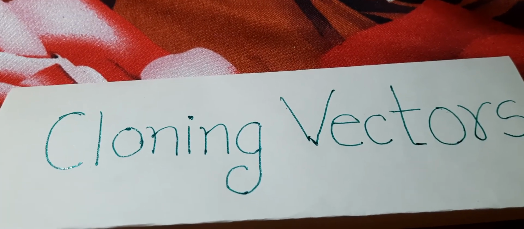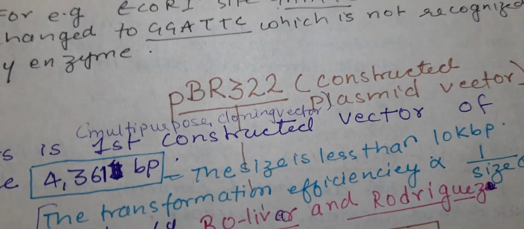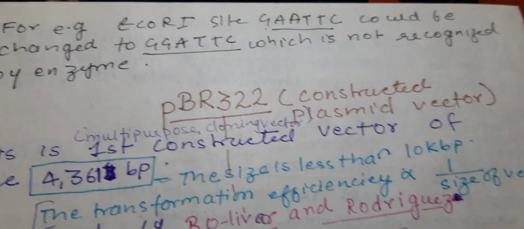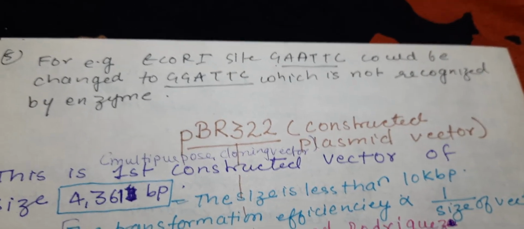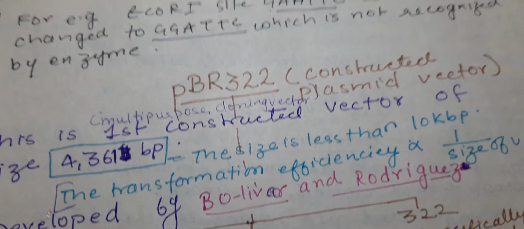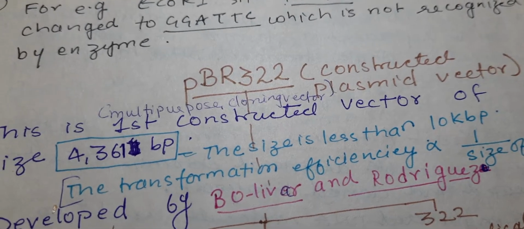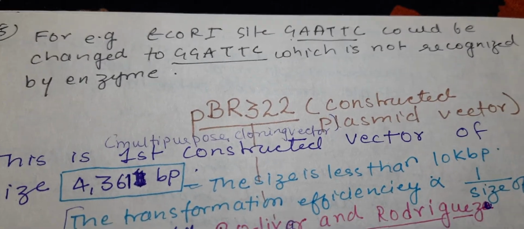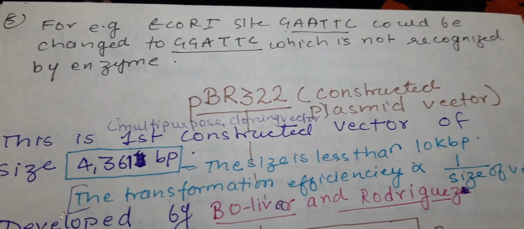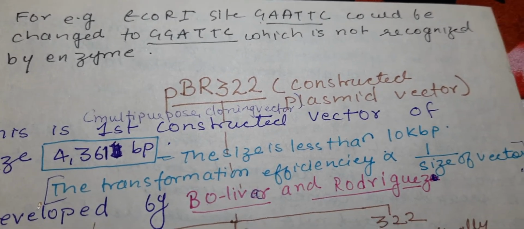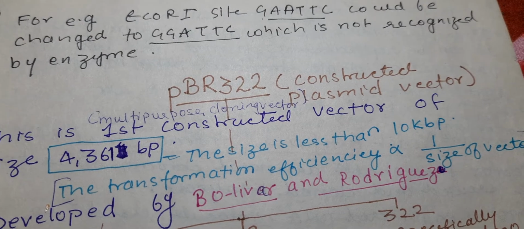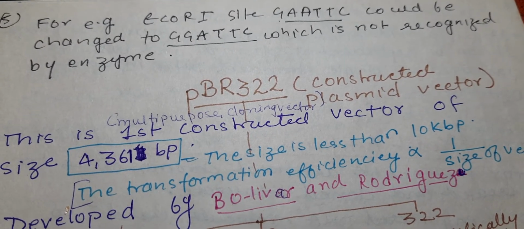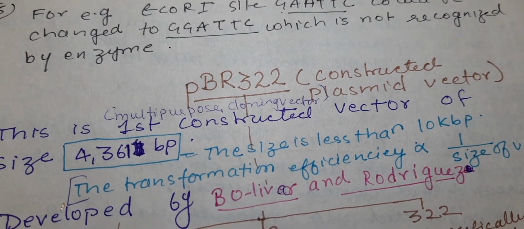So we will continue with cloning vectors. We were discussing pBR322. Now this is a constructed vector which is constructed from the E. coli plasmid. So this combines the features of certain other plasmids and whatever is required to be used as an ideal plasmid, that is how it is constructed. Okay, and this is used as a multipurpose cloning vector.